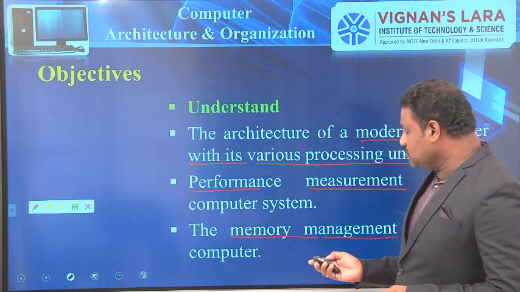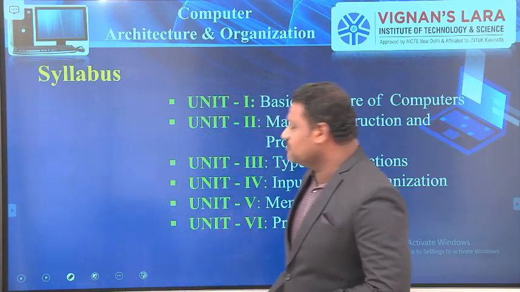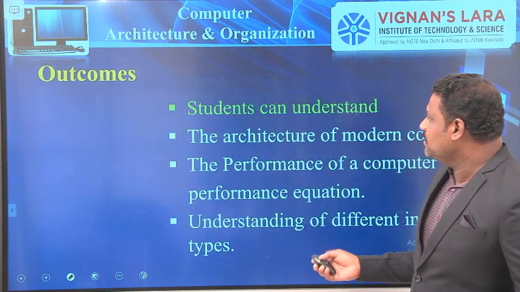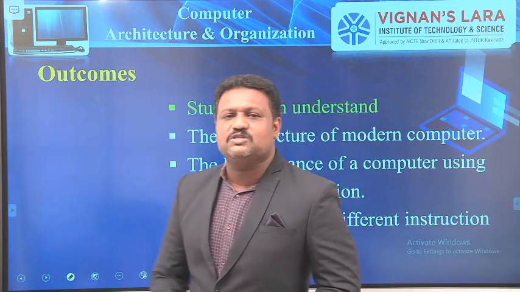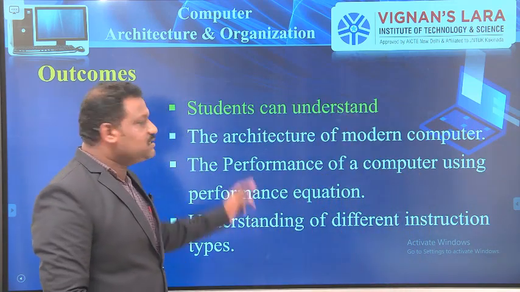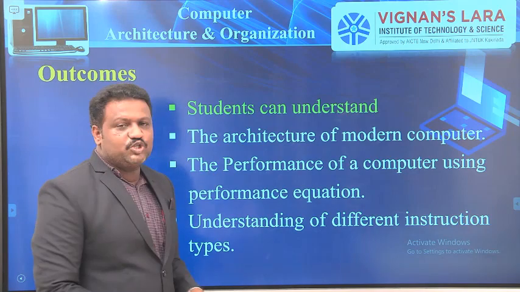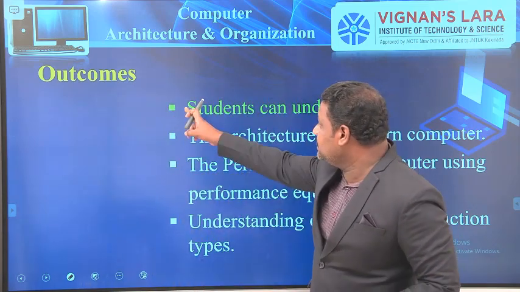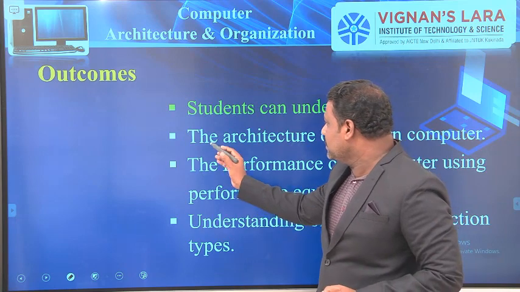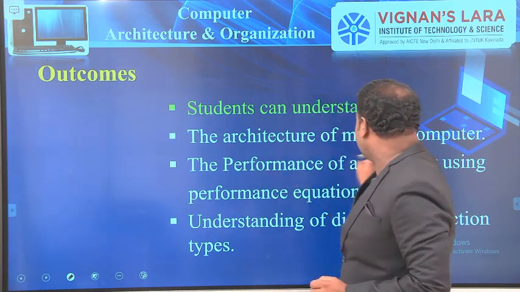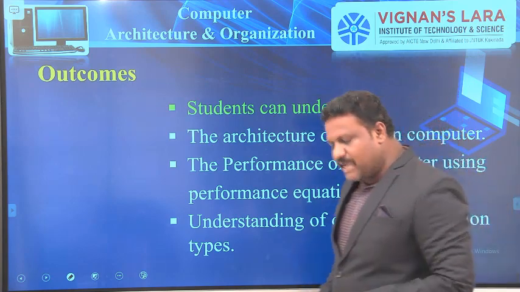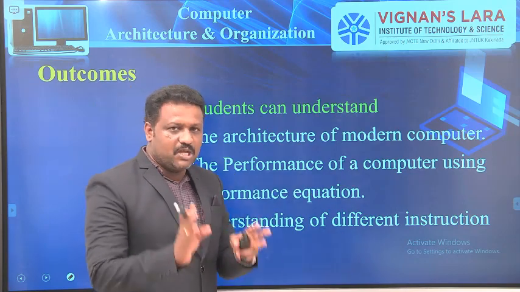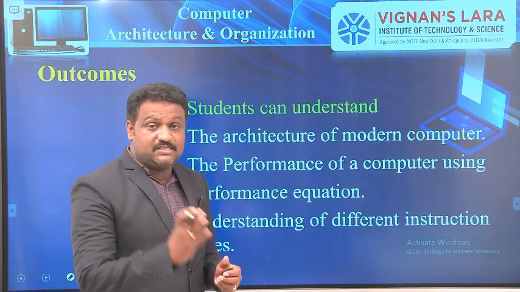Fine. Coming to the next one, that is outcomes. What are we getting from our learning of this particular subject? There are six outcomes for this course. Those are like this. The first outcome of this particular course is that the student can understand the architecture of a modern computer, which we already discussed in the objectives. The second outcome is that the student can calculate the performance of a computer system with the help of the performance equation.